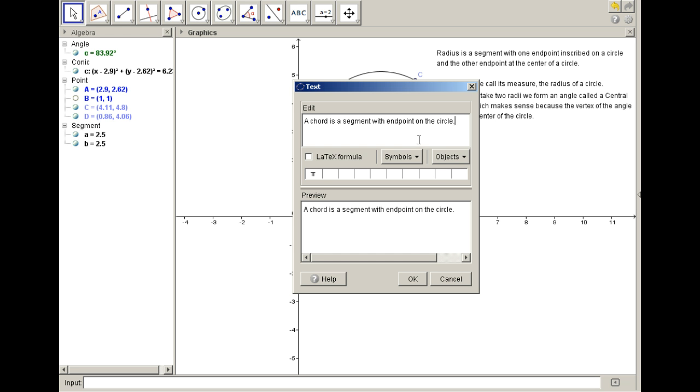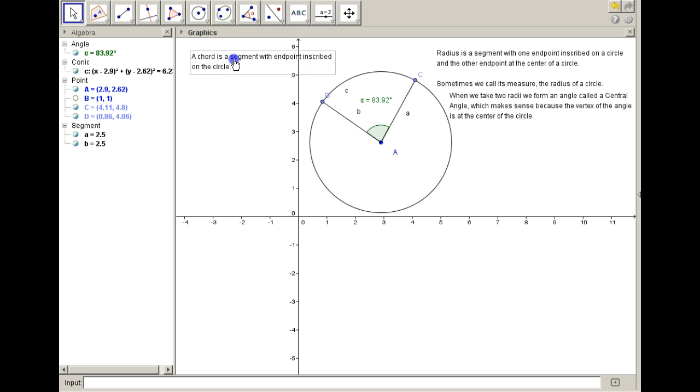Okay, so in endpoints we'll just say inscribed on the circle. Okay, so that's what a chord is. So if I were to connect, let's see if we can make a chord here. If I were to connect endpoints that are on the circle, like DC, now we have what's called a chord.